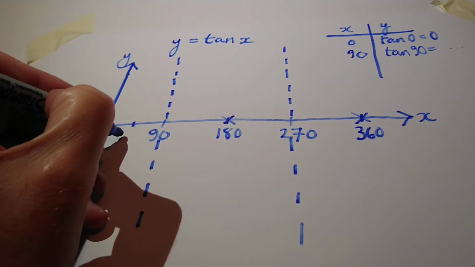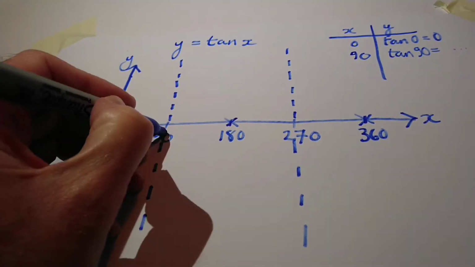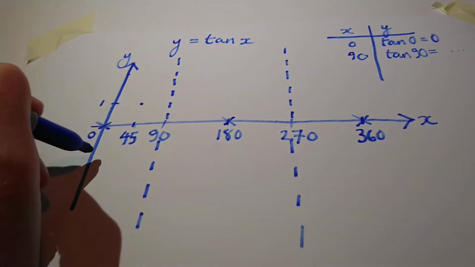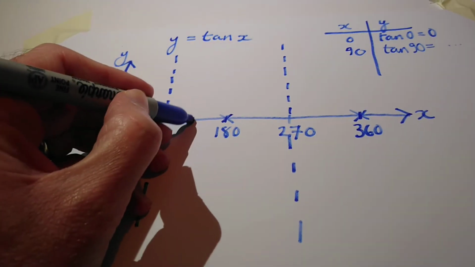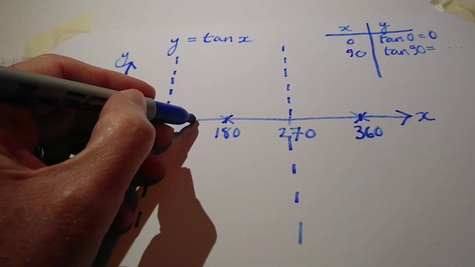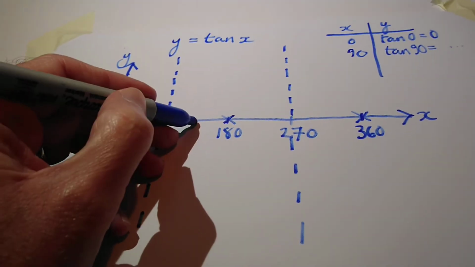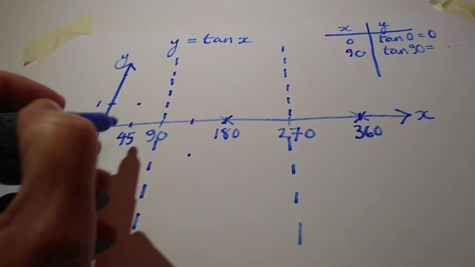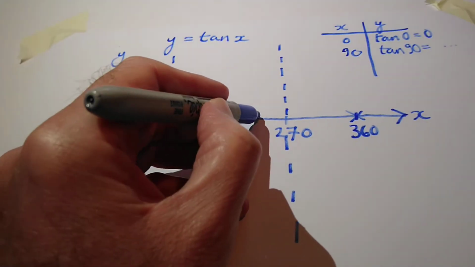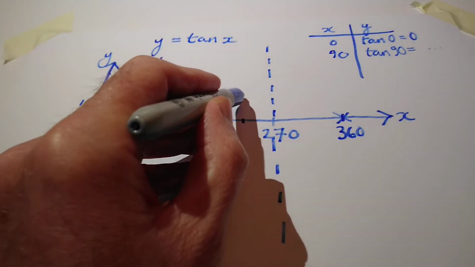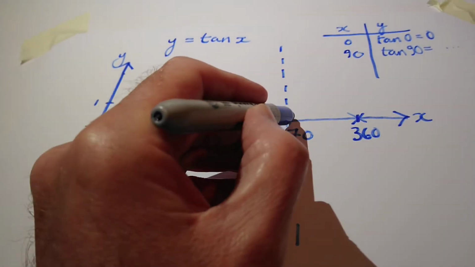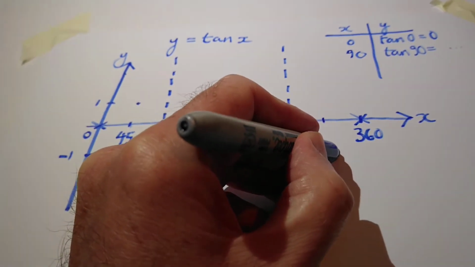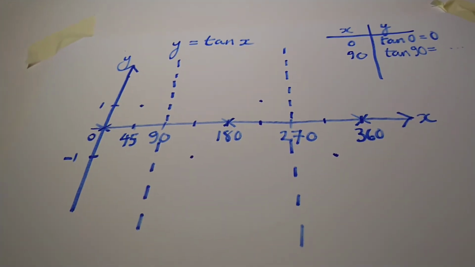So what you do now is you say, well, what about 45 degrees, halfway between 0 and 90? And if you do that, what you'll find is the tan of 45 is 1. The tan of 135, which is the halfway point between 90 and 180, is -1. And then the tan of 225 is +1 again. And then the tan of 315 is -1. So again, we've got some more info, but still not enough.